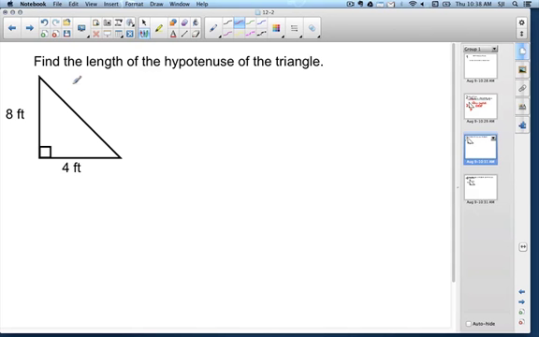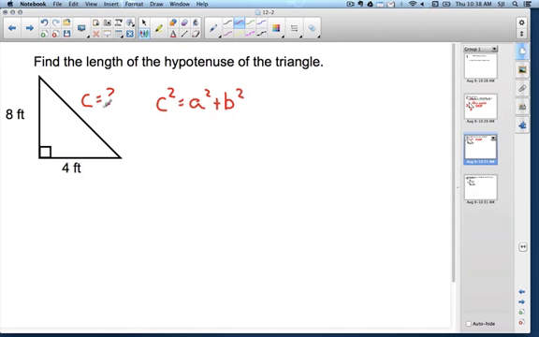So here's our first question. It says find the length of the hypotenuse of the triangle. So in other words, we want to find this length over here. c is the thing that we don't know. This is the side that we need to solve for. So I always encourage my students to start by writing the Pythagorean theorem down, and then substitute the information that we know from here into the formula over here.